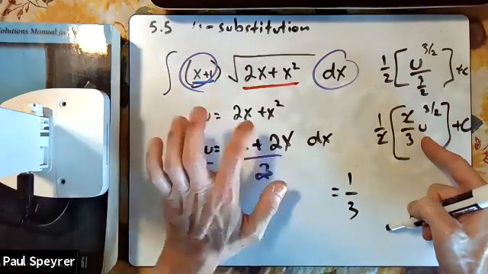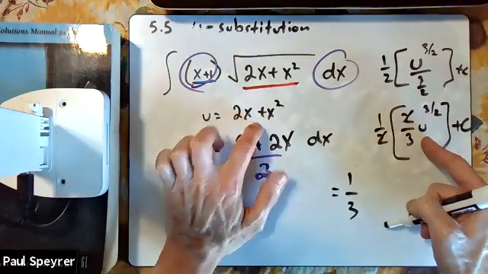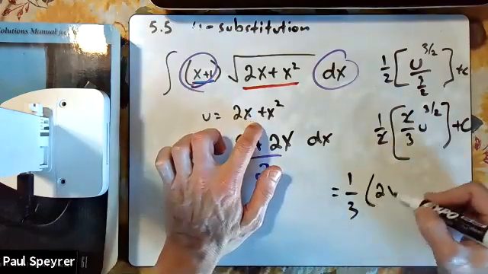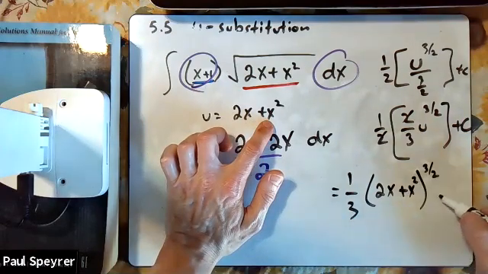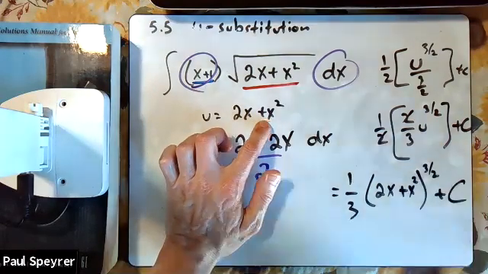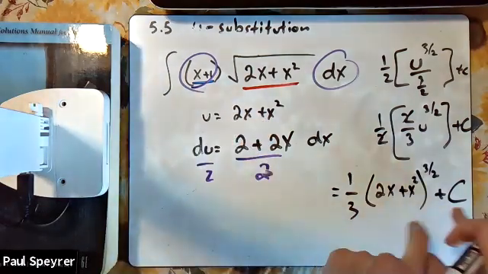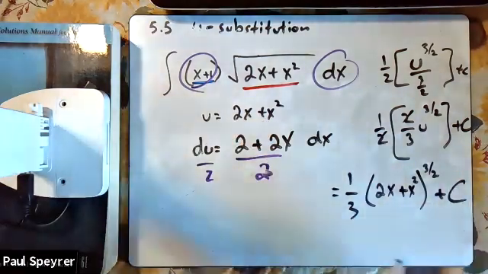And then we need to rewrite this u back in terms of x. What is u in terms of x? There's a relationship right here. It's 2x plus x squared, all raised to the 3/2 plus c. So there's your final answer.